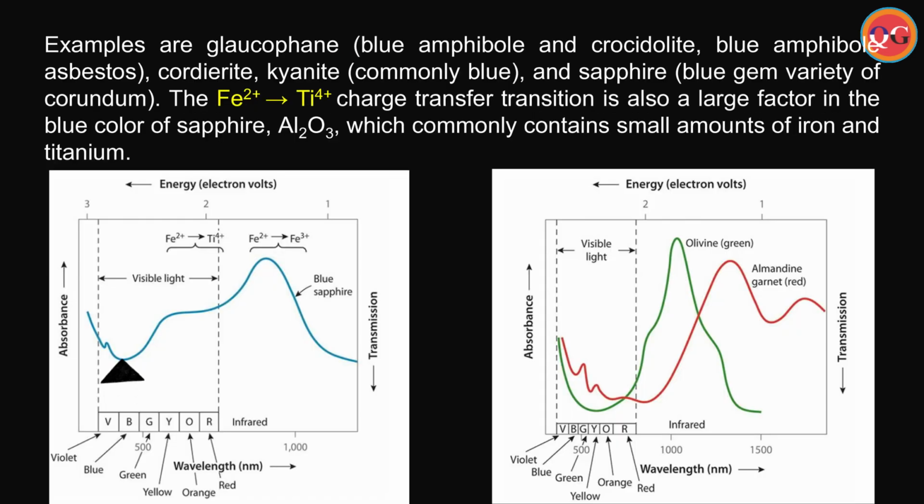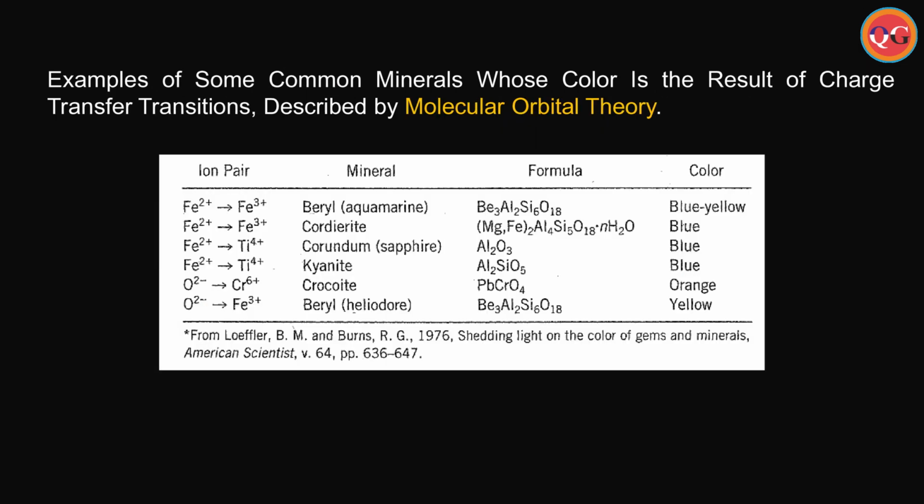In this diagram, the graph for sapphire, blue gem variety of corundum, the absorbance of blue light is at a minimum, so blue is the dominant color we perceive. In the second diagram, the absorbance of green light is the least, so the mineral olivine appears green, while the least absorption of red light in garnet results in its red color. Examples of some common minerals whose color is the result of charge transfer transitions described by molecular orbital theory.